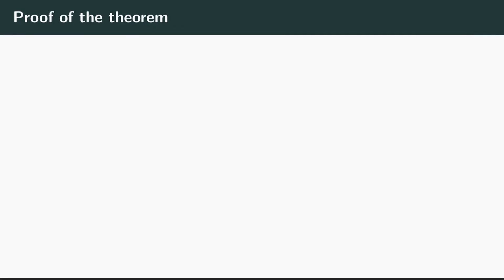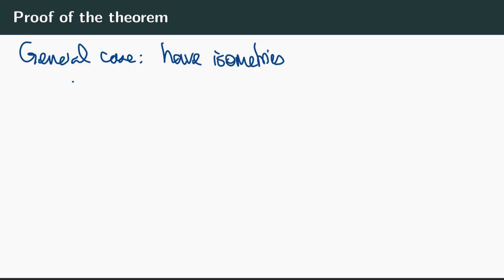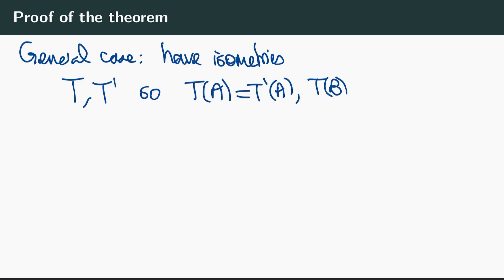Now we can get the whole theorem as follows. Let's look at the general case. We have isometries T and T prime, so that T of A is T prime of A, T of B is T prime of B, T of C is T prime of C.